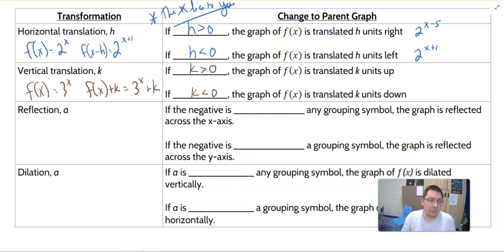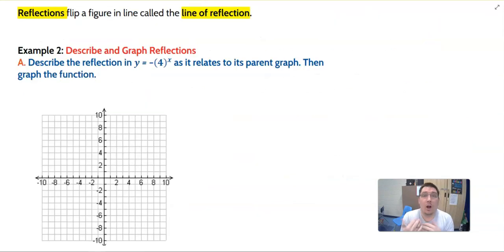And so as you see on the table, the next type of transformation we're going to look at is reflections. And so let's go back up to example 2 and look at those in the notes. So reflections, what they're going to do is flip a figure in a line called the line of reflection. Now, we can put a line of reflection anywhere on the coordinate plane, but for our purposes of what we're doing, there's 2 places that we're going to put that line.